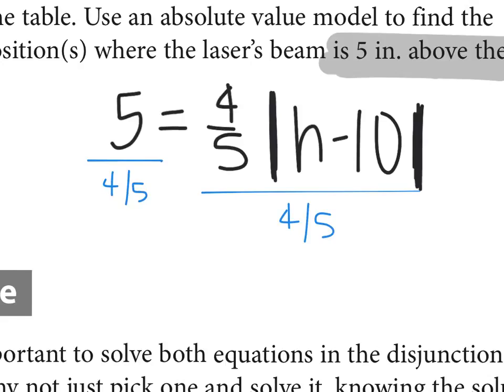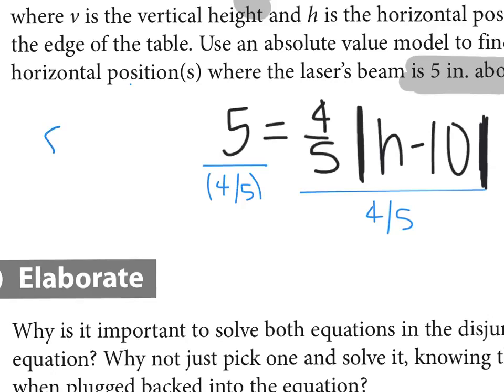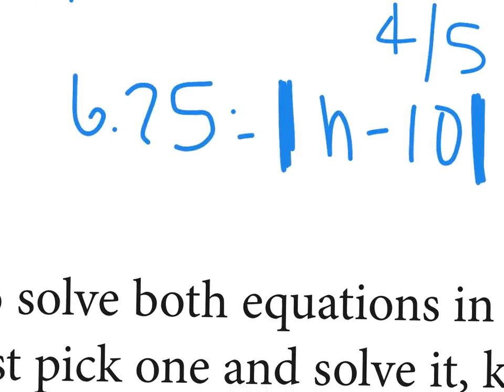If you're typing that in the calculator, 5 divided by 4/5, make sure you put that 4/5 in parentheses or use the fancy fraction just to make sure that you get that right. Or mathematically, the same thing would happen if I did 5 times 5/4. And 5 times 5/4 gives me 6.25. So 6.25 equals the absolute value of H minus 10.